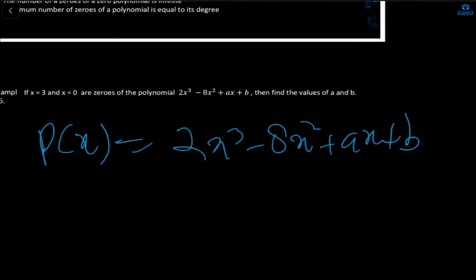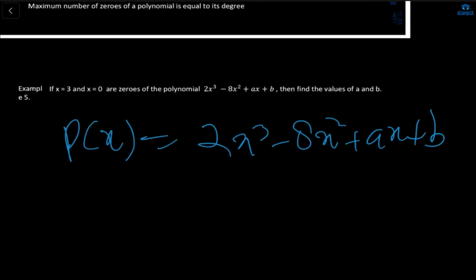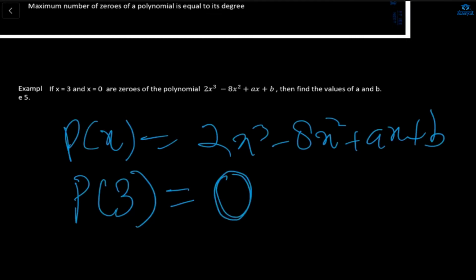Okay. Now it is given to you that x is equal to 3 and x is equal to 0 are the zeros of the polynomial. What does this statement mean? That x is equal to 3 is a zero of the polynomial. It means that if you put the value of x as 3, p(3) will be equal to what? Ma'am, p(3) will be equal to 2 into 3 squared. But if it is a zero of the polynomial, then what will it give me? The value should be 0.